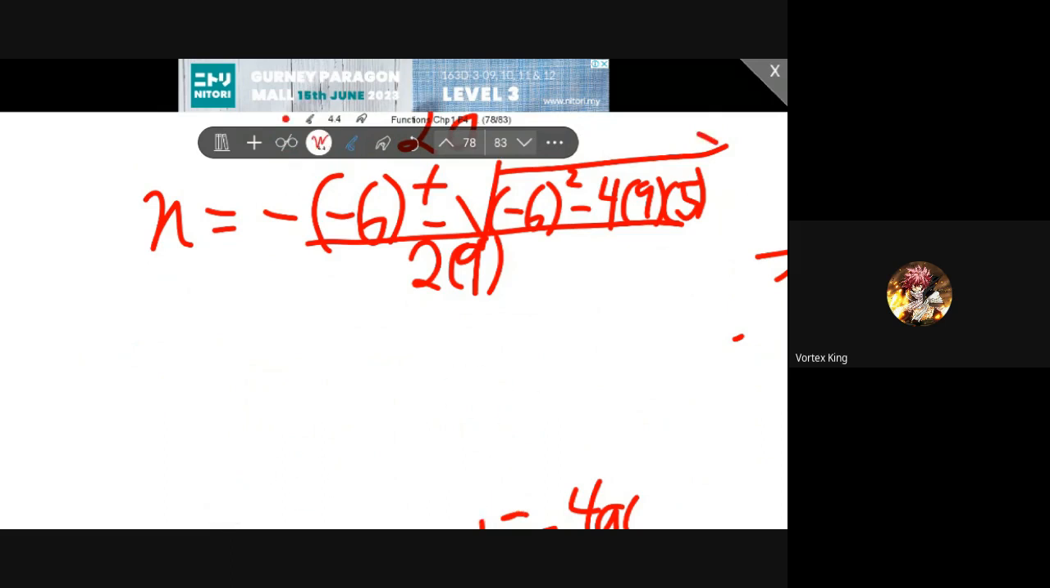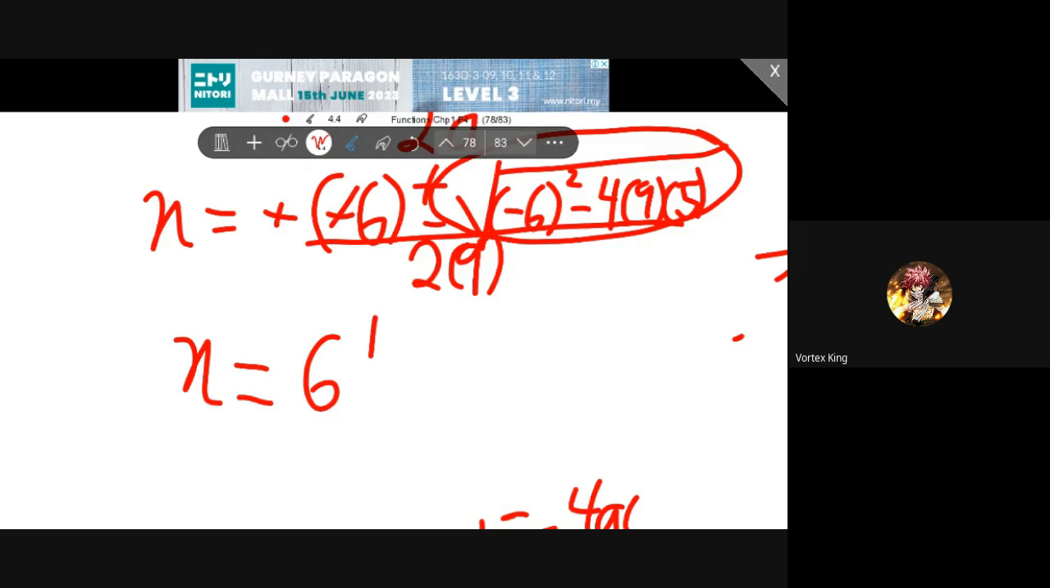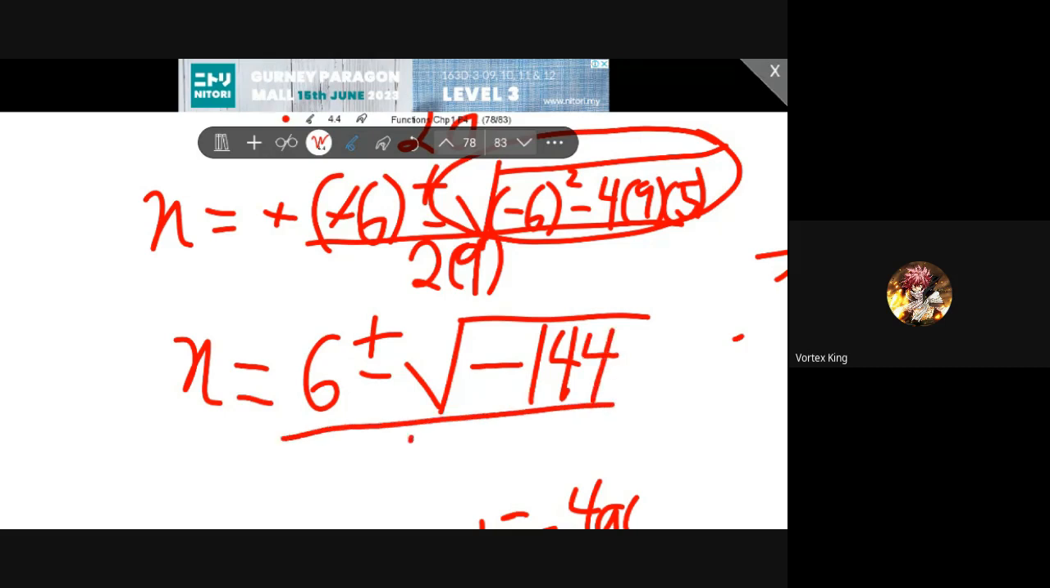Cuba tekan yang ni dalam kalkulator. Kamu dapat apa nilai dia? Square root negatif kan? Kamu tak boleh square root nilai yang negatif. That's the fact in maths. Kamu tak boleh punca kuasa 2 kan nilai negatif. Kamu dapat macam ni. 6 negatif tolak jadi positif. So this one square root -144. Banyak tak nampak macam ni.